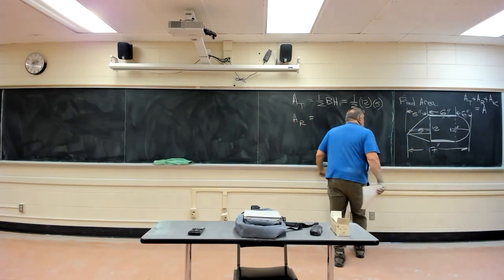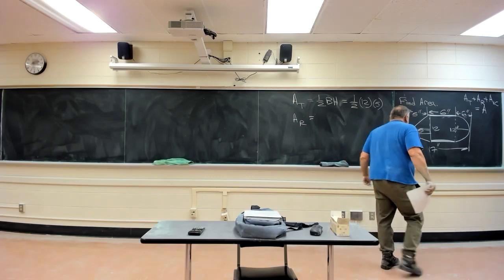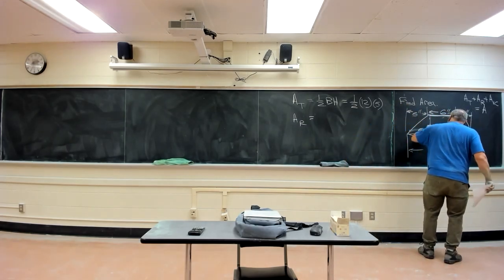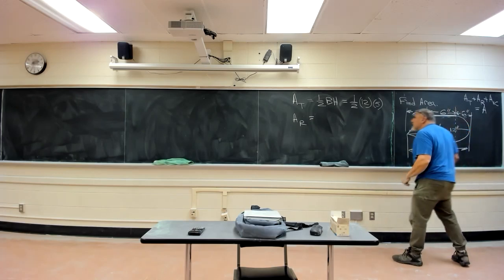The area of the rectangle, this thing is 6 across this way, and 12 in height that way. So 6 times 12, that's base times height.